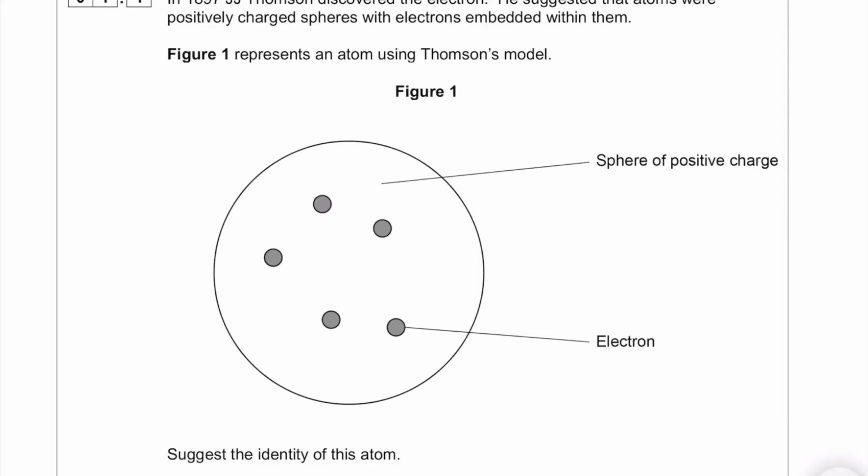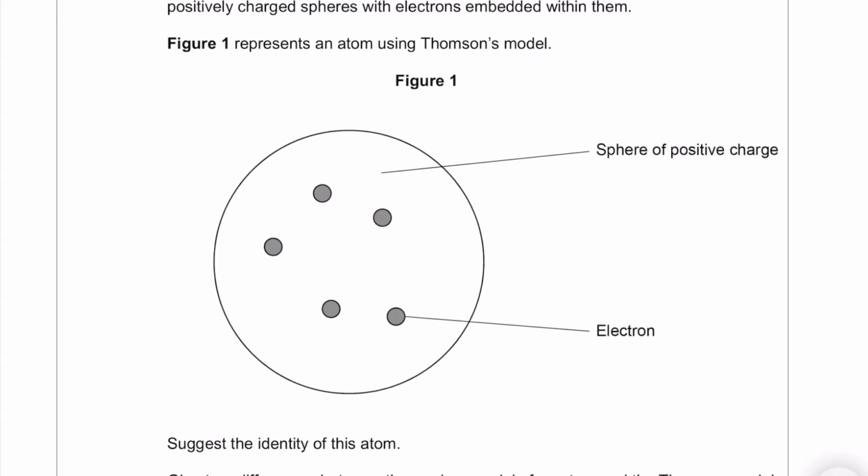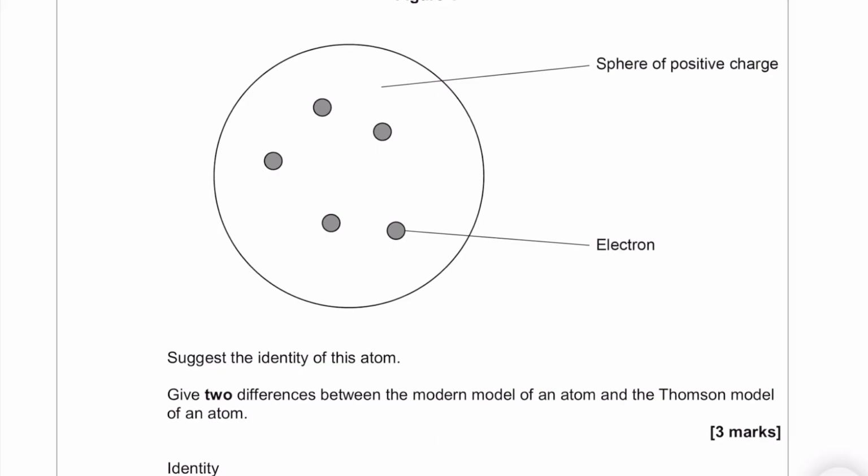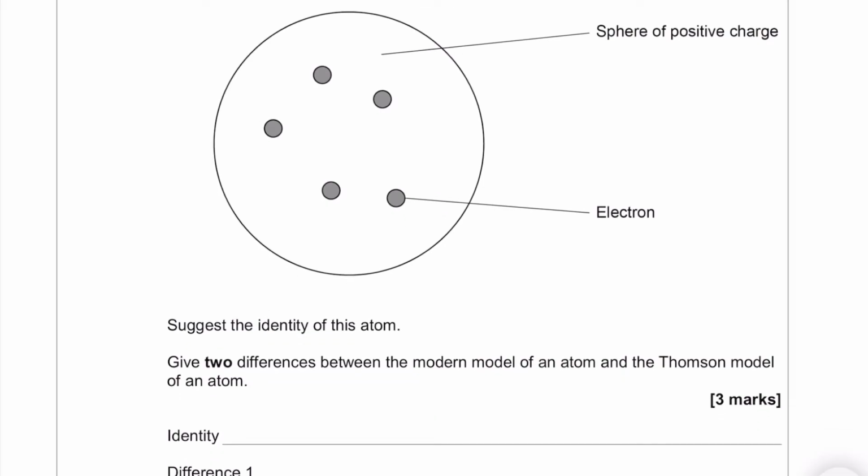This question is about atomic structure. In 1897, J.J. Thomson discovered the electron. He suggested that atoms were positively charged spheres with electrons embedded within them. Figure 1 represents an atom using Thomson's model. Suggest the identity of this atom.